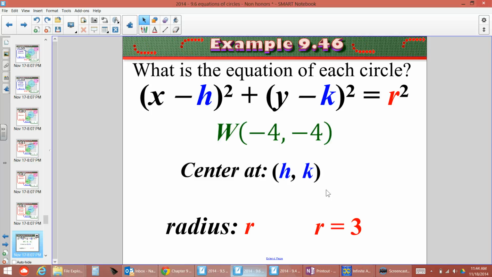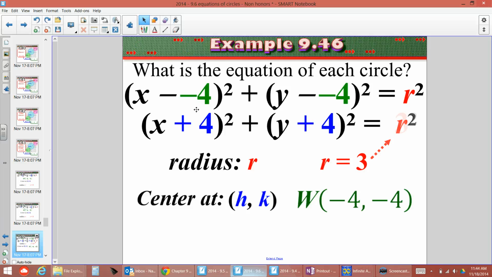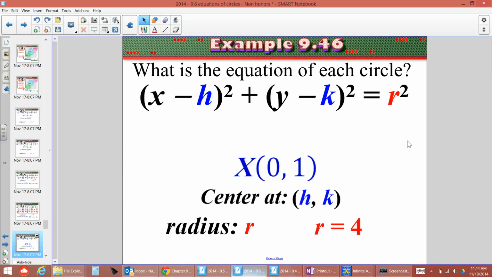So now if we're going to write the equation of these circles, now I've found the center, and I know my radius. Now we're going to start plugging this information in. So when I plug in this, I get negative 4, negative 4. Well, hey, a minus of a minus is a positive. Now we plug in our radius where it goes, and we have r squared is 9. So my final answer is (x plus 4) squared plus (y plus 4) squared equals 9. There's the equation of the circle W.